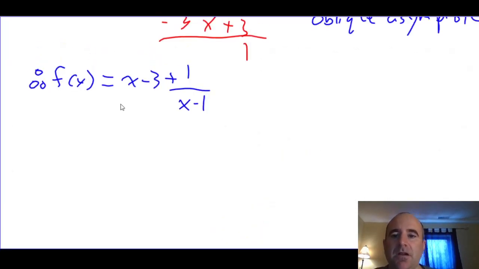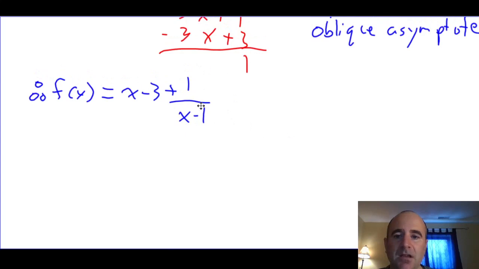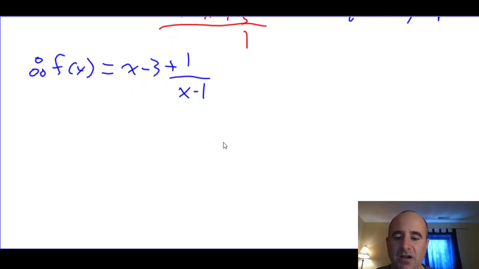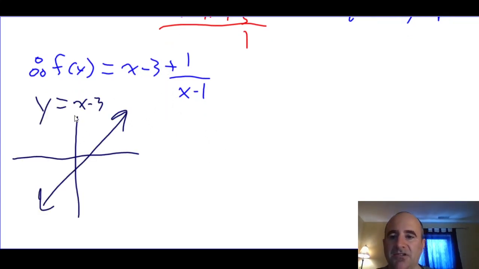There's one other thing that breaking up this function into its parts like this, sometimes we call this a sum of functions, a line plus this graph right here. Breaking it up like this also helps us determine what the shape of this graph must look like. So let's look at x minus 3. We know that y equals x minus 3 is just a straight line. It has a slope of 1 and a y-intercept of negative 3. So there's a rough sketch of it.